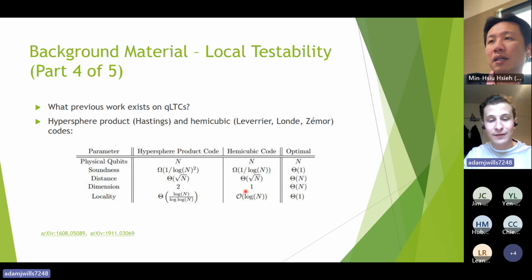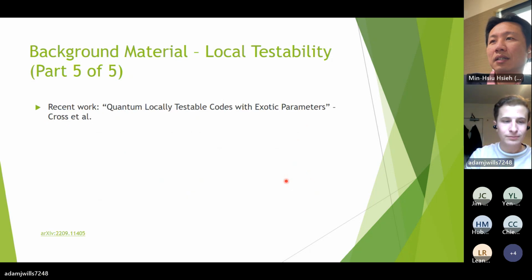And then they both suffer from having a constant dimension, which I should mention is in some cases not a problem. There are situations where you would only be interested in soundness, distance, and locality, and you're happy to sacrifice dimension. If you know a little bit about the NLTS conjecture, then you'll know what I'm talking about. But for a full-blown qLTC to solve the qLTC conjecture, you need all of these 4 parameters scaling optimally.